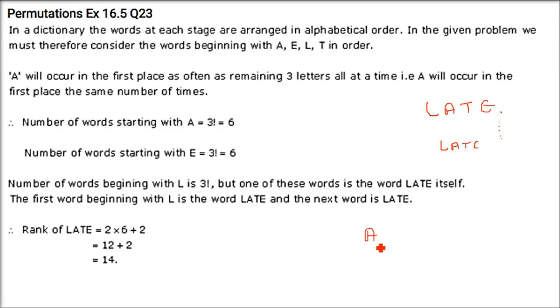So we'll start with A, because A will come first. There are 3 remaining. So factorial 3 will be there. A will come, E will come, L will come, T will come, alphabetical order. Now fix E, after E will come. Now 3 positions are there. Again factorial 3 formations are there. 6. AE. Now comes L.